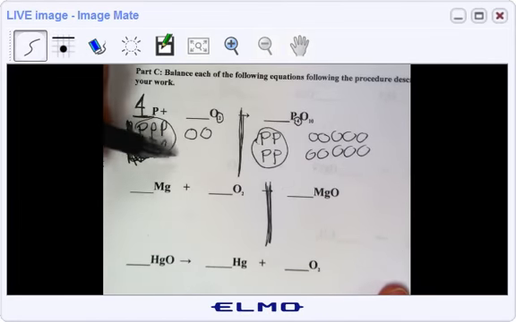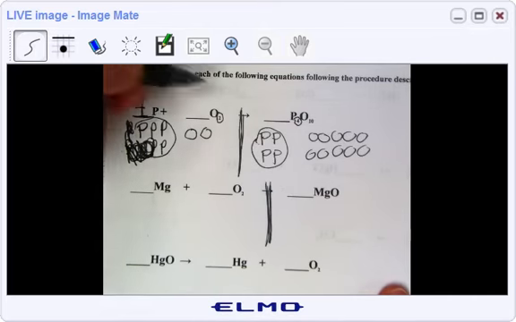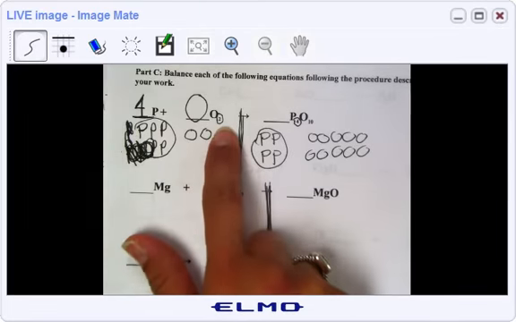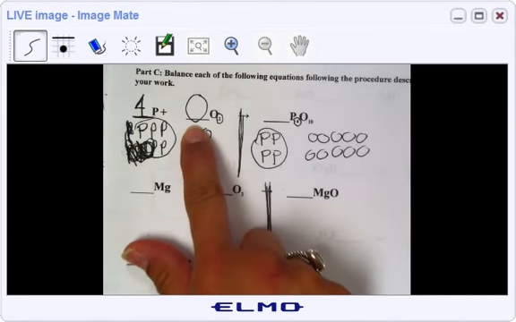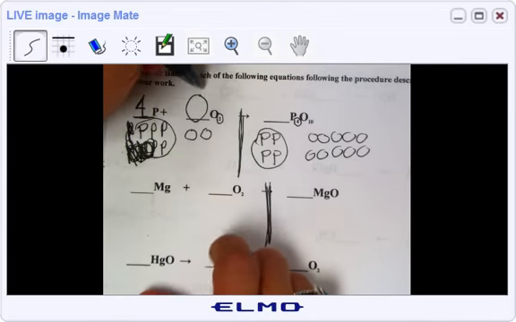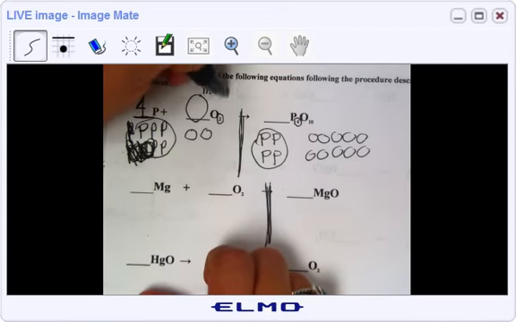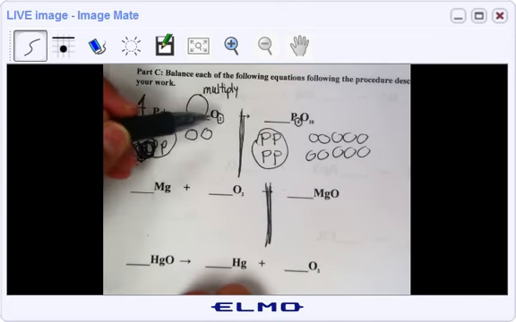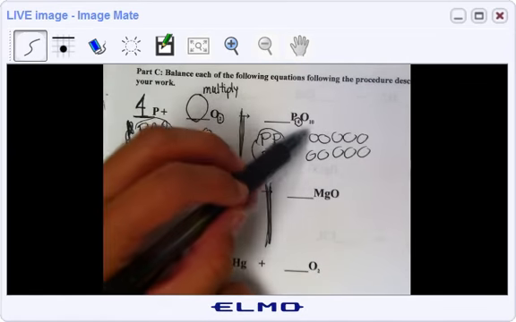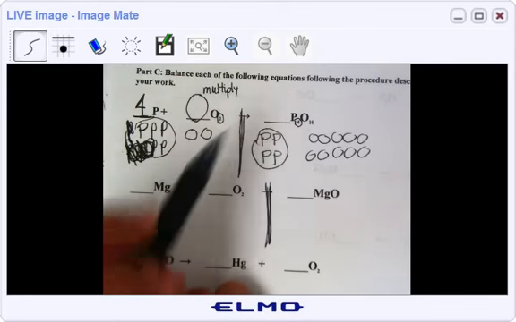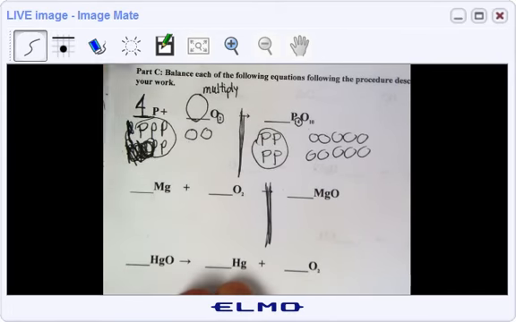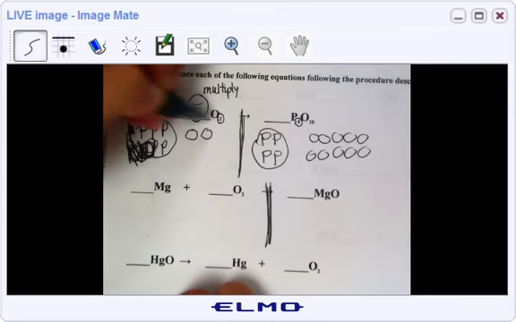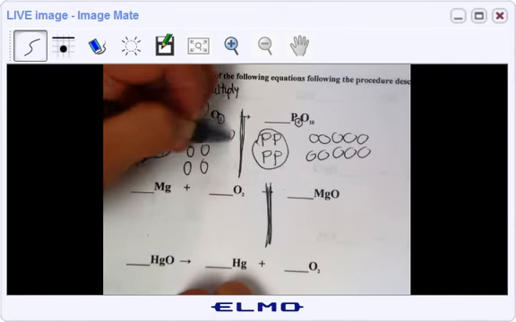The next one, I need more oxygens over here. So what number can go here times 2? If you have a subscript, you're going to have to multiply the coefficient and the subscript. That's the rule. Okay, what number can you put here? This times 2 is going to give me 10, because there's 10 oxygens on this side. I need 10 oxygens on this side. You would put 5. 5 times 2 gives me 10.